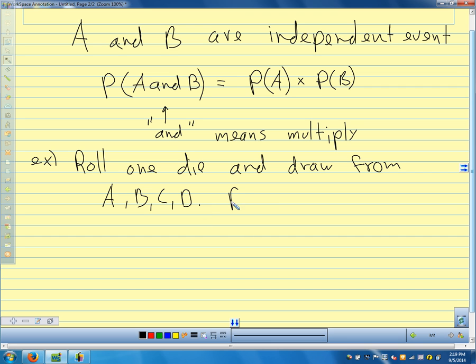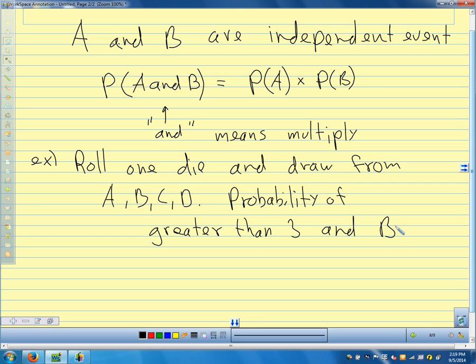We want the probability of rolling greater than 3 and B. So we roll the die, we pick a number, we want to find the probability that we get a number greater than 3 and a B.